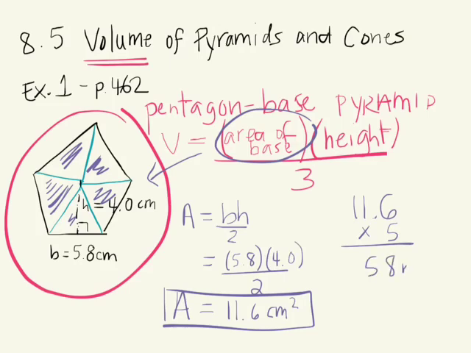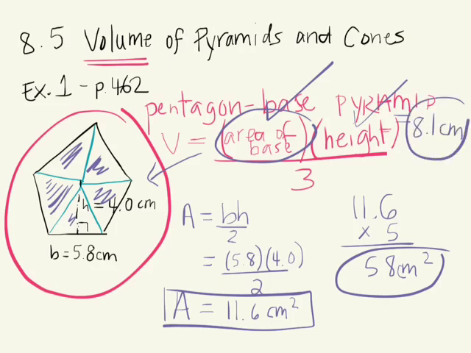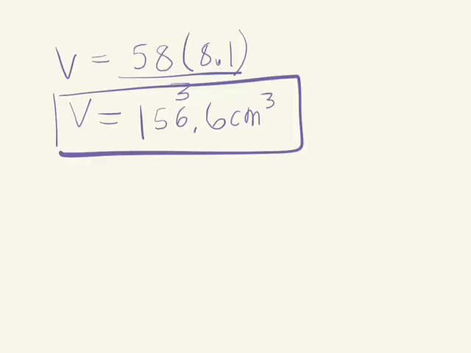Good, 58 centimeters squared, and what does that represent? The area of the base, which is what we needed to find. Now that we know the area of the base, we're going to plug in the value of the height. We're told in this question that the height is 8.1 centimeters. That represents the height of the pyramid, not of the triangular face, not of the base, but of the entire pyramid. So we multiply the area of the base times the height and divide it by 3. When we multiply 58 times 8.1 and divide by 3, we get 156.6 centimeters cubed, and that represents the volume.